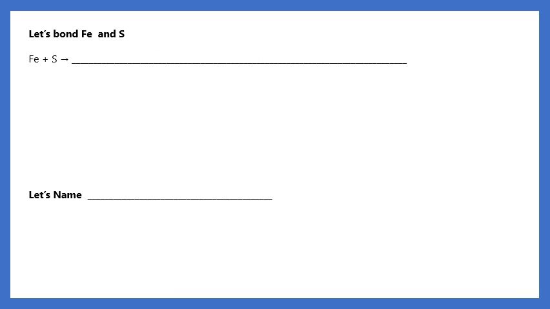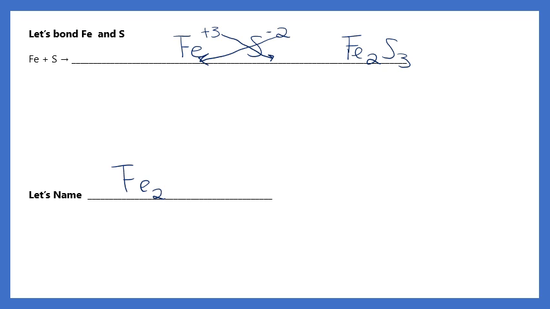So the first thing I want to do is put together FeS. Fe is iron. If you were to look on the periodic table, it can take a +2 or a +3 charge. At this moment, it's going to take a +3 charge. S takes a -2 charge. We crisscross our charges, so it becomes iron with that little 2 and sulfur with that little 3. So we are going to name Fe2S3.